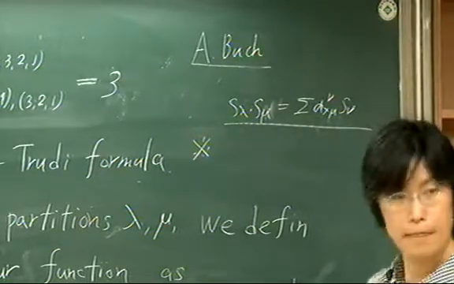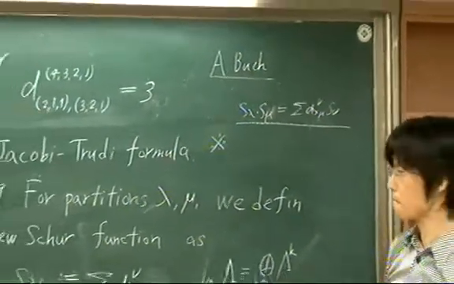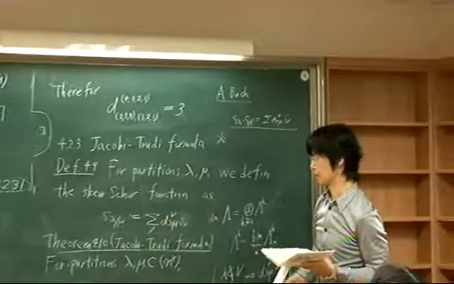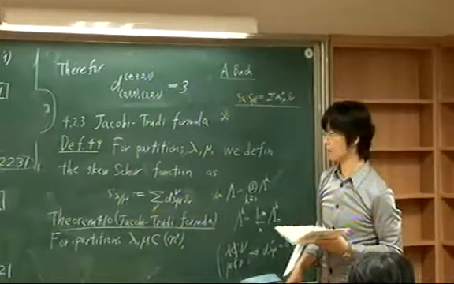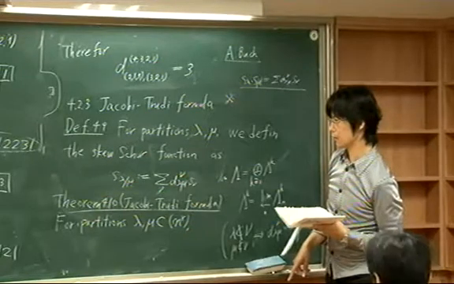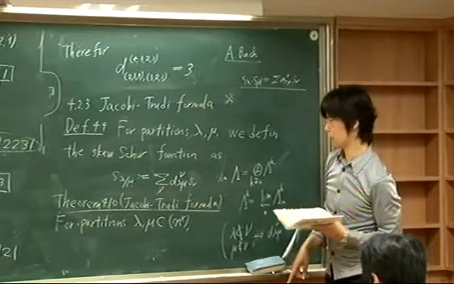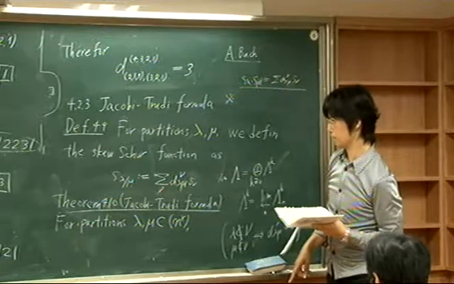So originally, lambda and mu vary independently. Yes, independent. But since you consider the skew one, there must be some relation between lambda and mu. That's his question.